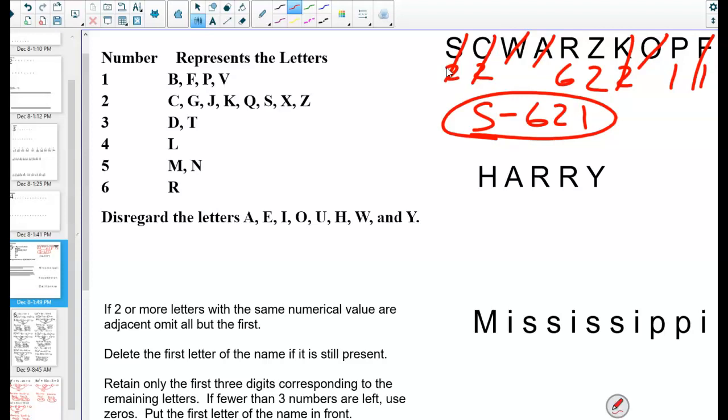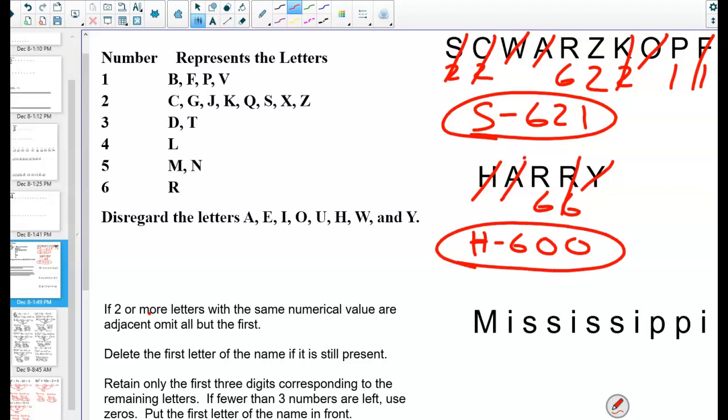All right, for Harry, we eliminate the H, we eliminate the A. R is 6, so it's 6, 6. And the Y we eliminate. Okay. Two letters with the same numerical value, we eliminate all but the first. The first letter is already eliminated. When I write the name, it's H600. Every one of these codes has to have 3 numbers. So if you don't have enough numbers, you use 0 as a placeholder.